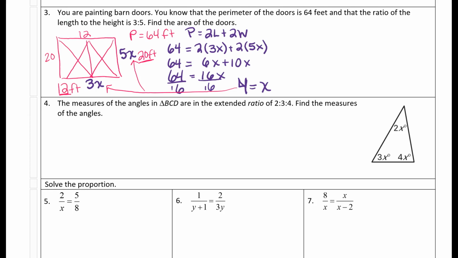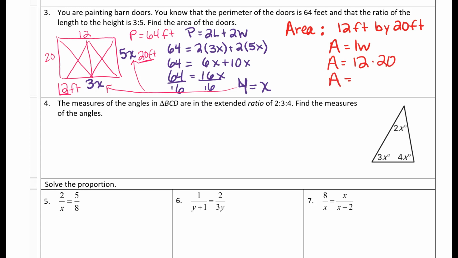The problem clearly states for me to find the area. So now that I have the dimensions, it is 12 feet by 20 feet. I can now find the area with the area formula. So the area equals 12 times 20. So the area of these barn doors will be 240 square feet.